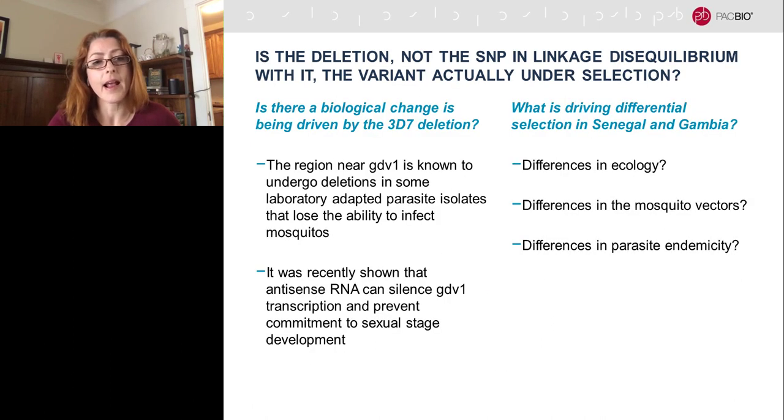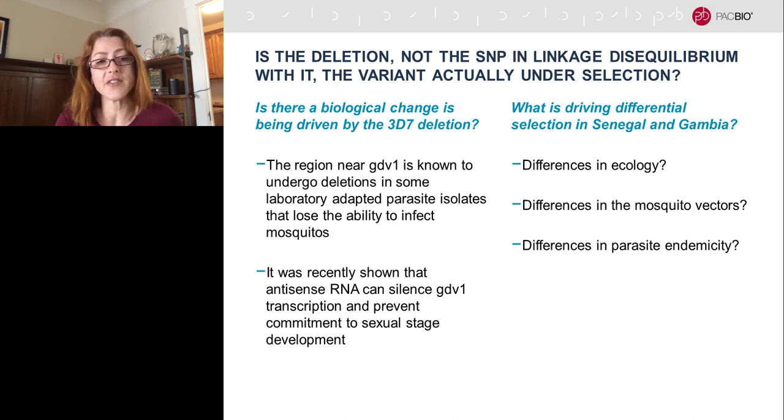Right? And so that begs the question, which is actually the genomic change that is under high selection? Is it the deletion event, or is it the SNPs that are in linkage disequilibrium with it? Which one is actually causing a biological effect? And so this is not a question that they were able to answer fully in this paper. But there are some interesting hints.